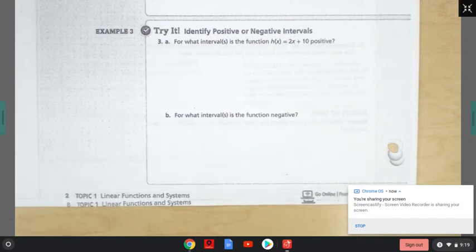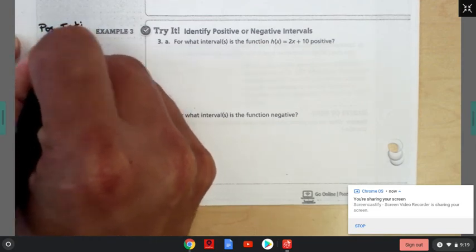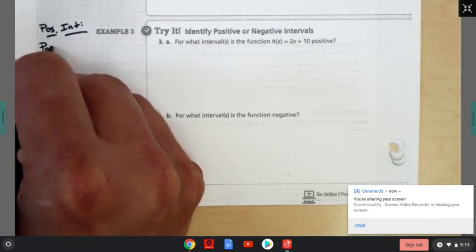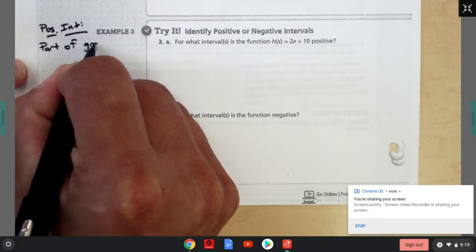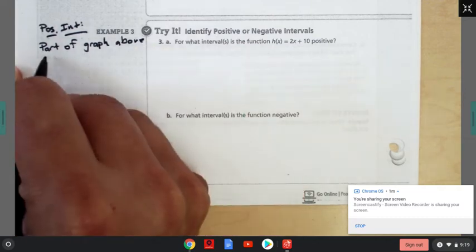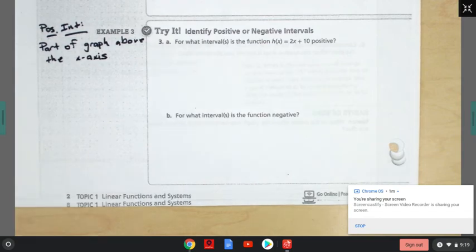Okay, so again, the first thing we need is a couple of definitions for what each one of these things are. First and foremost, we're going to talk about positive interval. Over here on the left side, we are going to come up with a definition for positive interval. Now I think we all know that positive means greater than 0. But if we were thinking on a graph, the positive interval would be the part of the graph that is above the x-axis. So the part of the graph that is above the x-axis.